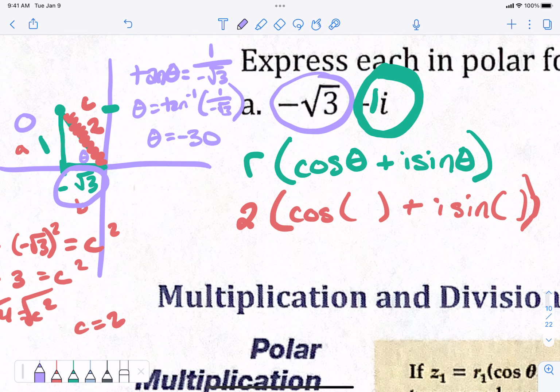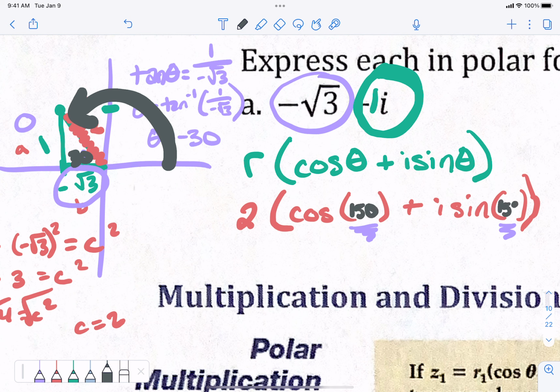But here's the problem. We talked about this yesterday. I don't want to put 30 degrees inside of here, 150, because it goes from here to here. If this is 30 degrees, what is here to here? 150. That's what we're going to put in here. Okay, so this is my polar form.